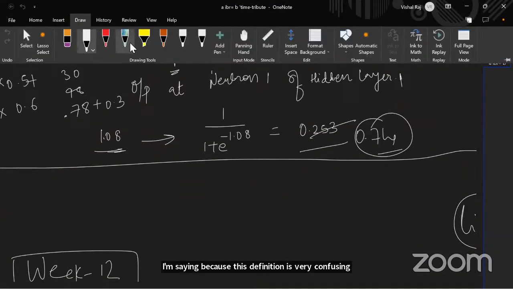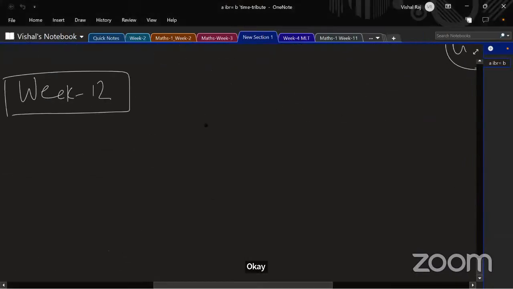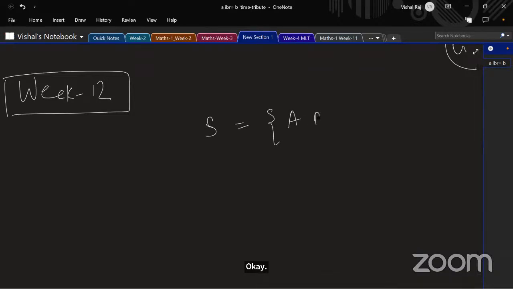Okay, I'll just define it again. Maybe it will take some time, but okay, fine. So you have some set S, and that is A, B, C, and D. And one relation R is AB.